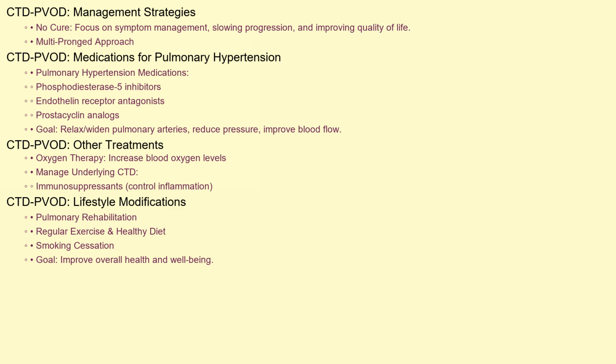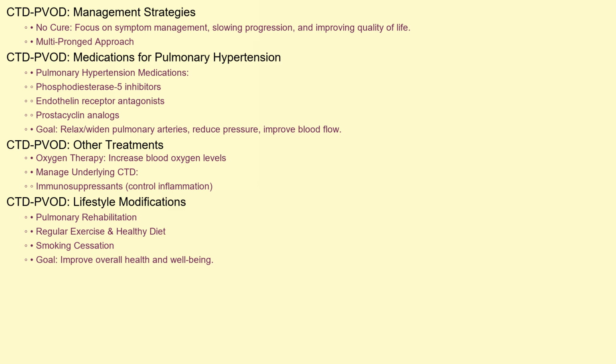Treatment focuses on managing the symptoms, slowing the progression of the disease, and improving quality of life. This often involves a multi-pronged approach. Specific medications targeting pulmonary hypertension, such as phosphodiesterase 5 inhibitors, endothelin receptor antagonists, and prostacyclin analogs, can help relax and widen the pulmonary arteries, reducing pressure and improving blood flow. Oxygen therapy may be prescribed to increase oxygen levels in the blood. In some cases, medications to manage the underlying connective tissue disease, such as immunosuppressants, can help control inflammation and prevent further damage to the pulmonary vessels.